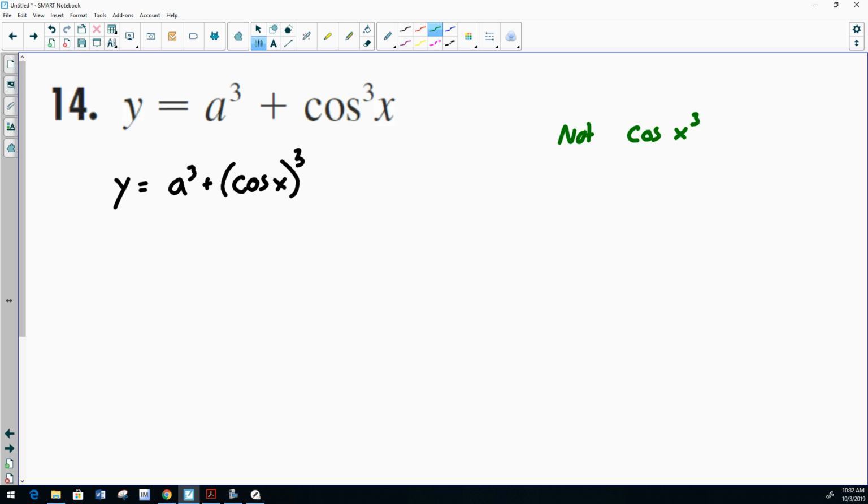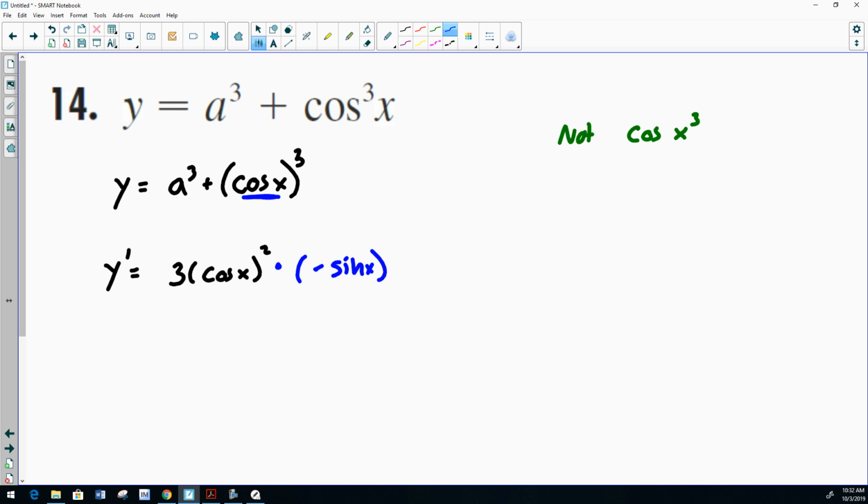What's the derivative of a cubed? Is it 3a squared? No. We said a is a constant. Every constant drops off. The cosine part would be 3 cosine x to the 2nd times the chain rule, which I'll do in blue. Remember, you look at the original problem, the derivative of cosine is negative sine, and that's the answer. It doesn't really simplify.